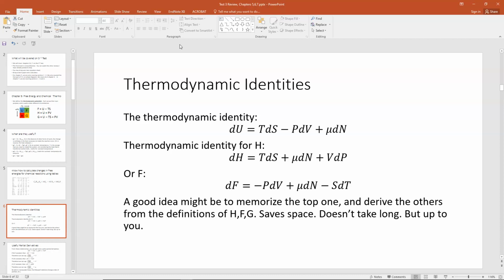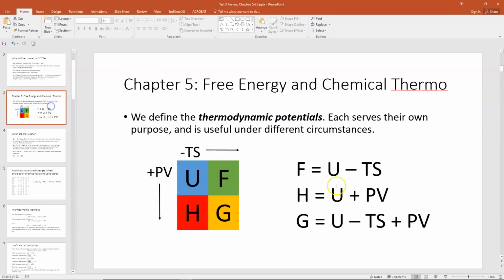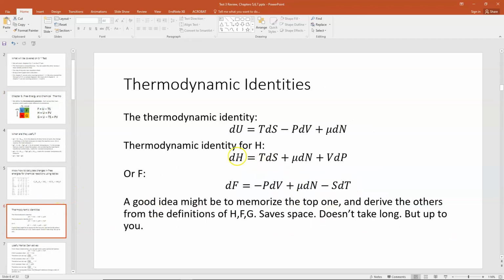So, for example, the thermodynamic identity for dH is dH equals TdS plus mu dN plus VdP. Now, how you do this is you take your expression for H, right? And then dH would be dU plus dP times V plus P times dV. And then you sub in for dU in your thermodynamic identity and things will cancel out. And that's how we arrive at the thermodynamic identity for H.